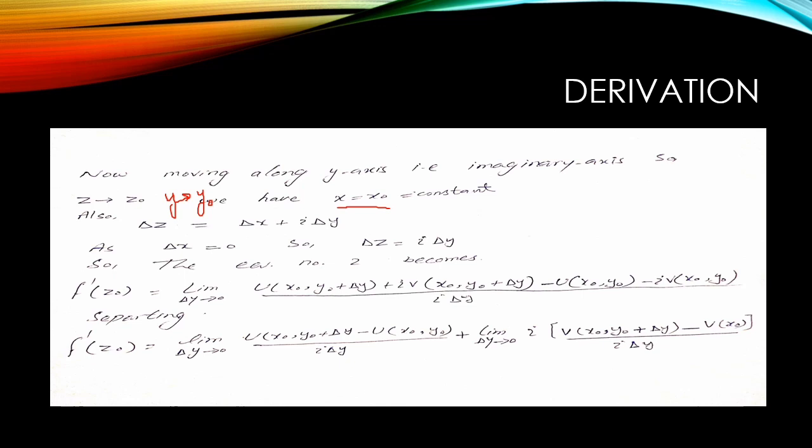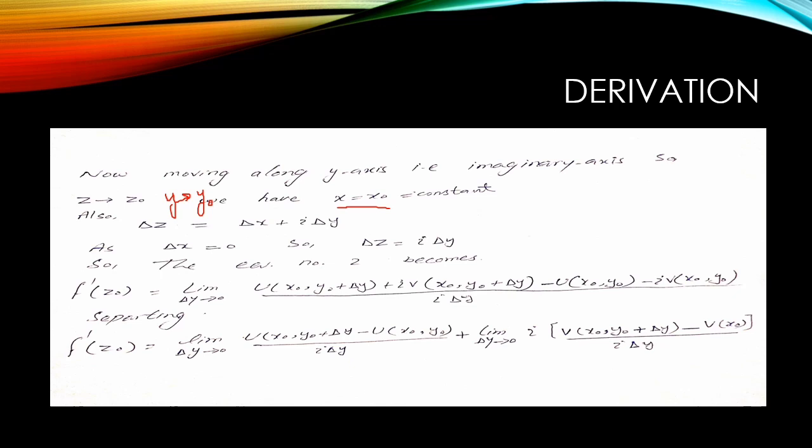We get that f prime of z naught is equal to the limit as del y approaches 0 of u of x naught, y naught plus del y, plus iota v of x naught, y naught plus del y, minus u of x naught, y naught, minus iota v of x naught, y naught, when we have substituted the values according to the situation. So we get this equation.